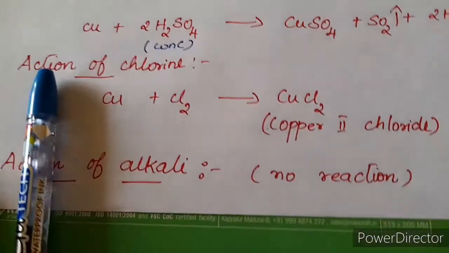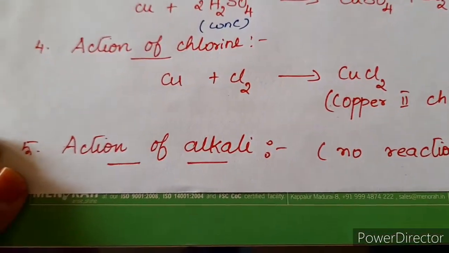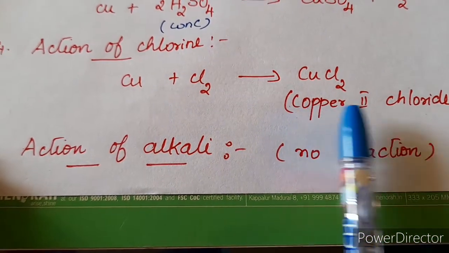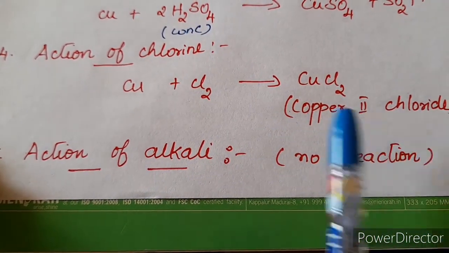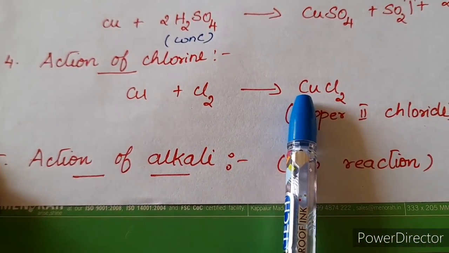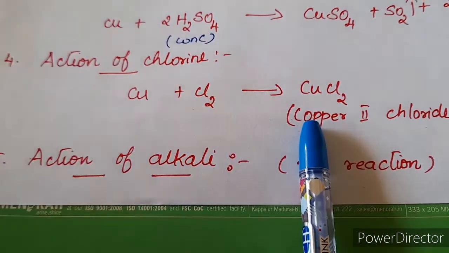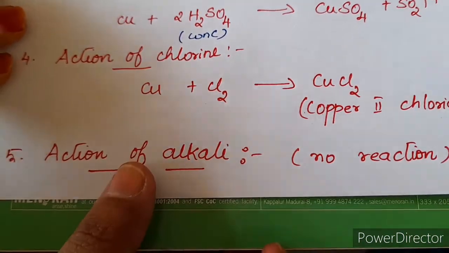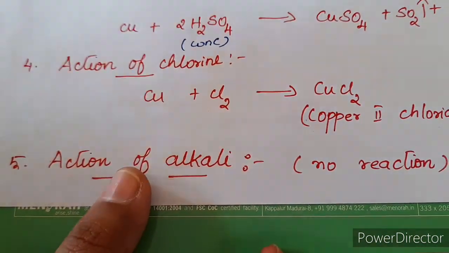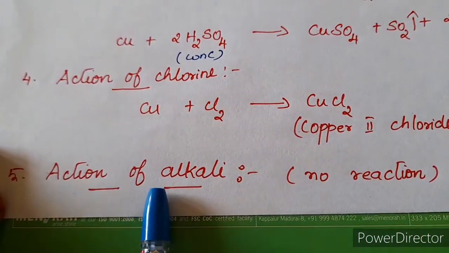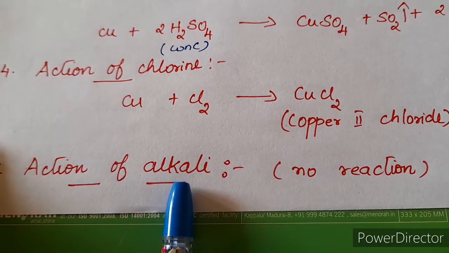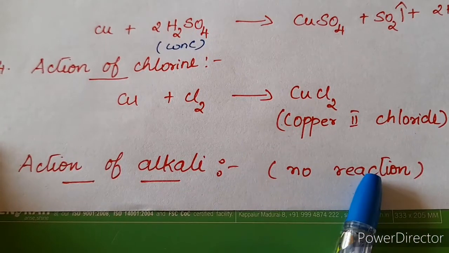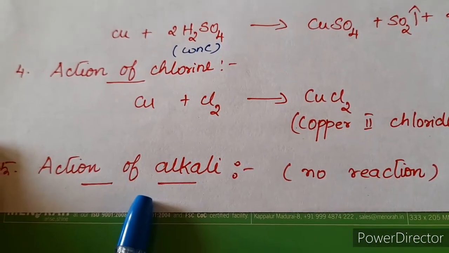Next we'll see the action of chlorine on copper. When copper reacts with chlorine, it forms copper(II) chloride, and here the oxidation state of copper is 2, so you get copper(II) chloride. Now what is the action of alkali? Alkali means base; a base, when it reacts with water, forms alkali. So what is the reaction of alkali? Copper does not react with alkali. It doesn't show any reaction, so there is no reaction of copper with alkali.